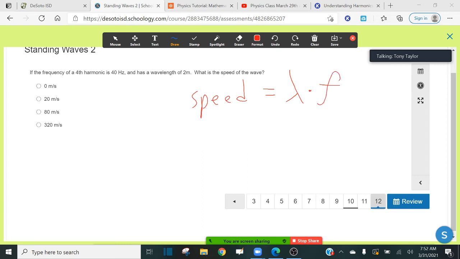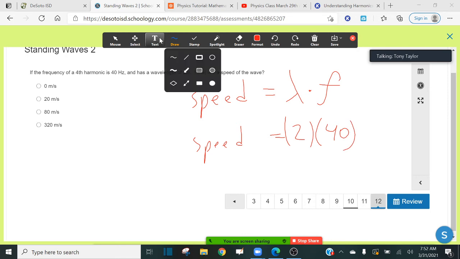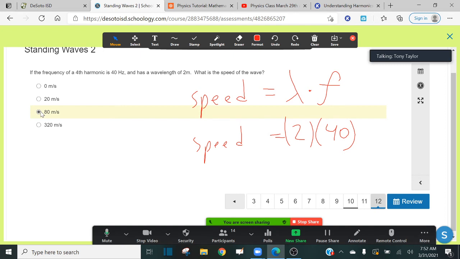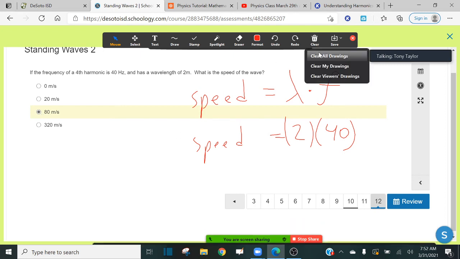Okay, so in the problem, it tells us that our wavelength is 2 meters, and it tells us that our frequency is 40 hertz. So if you take 2 and multiply that by 40, what do you get? You get 80 meters per second. Okay, the rest I want you guys to do on your own.